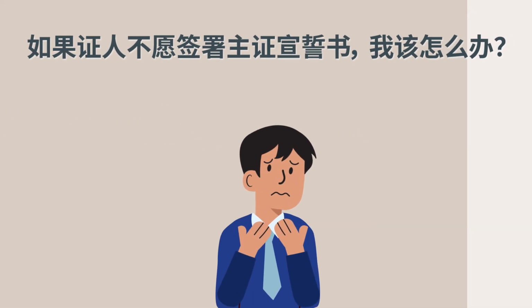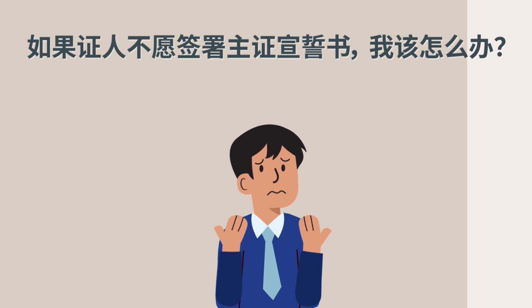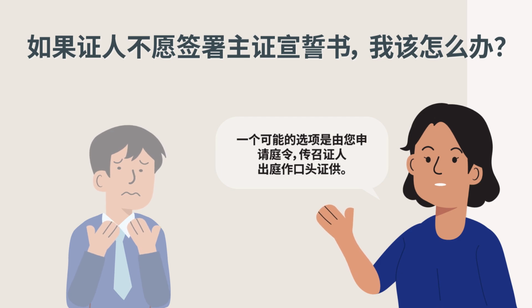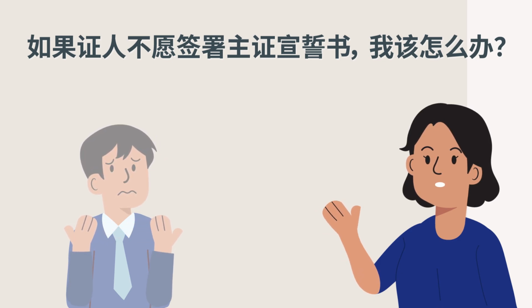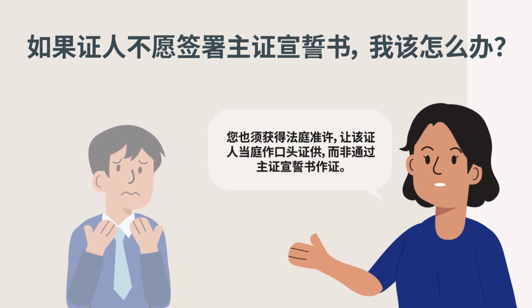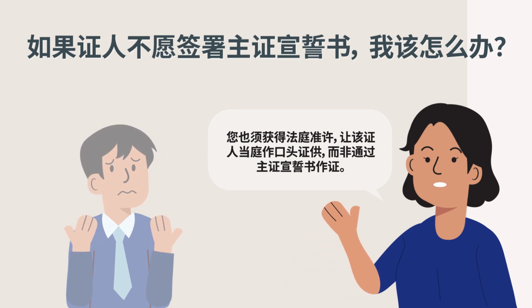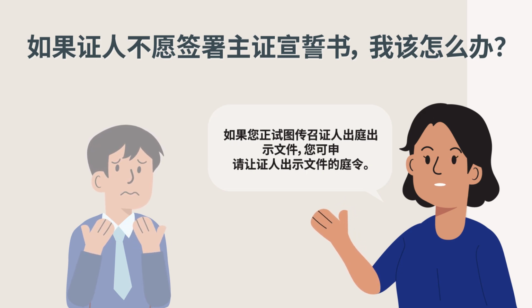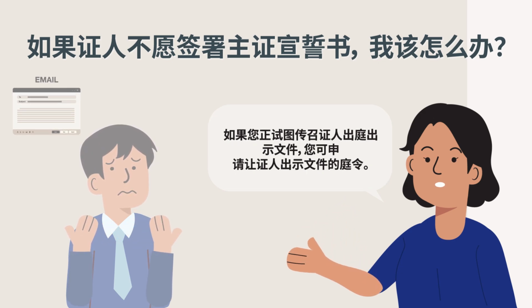What if a witness does not want to sign an AEIC? A possible option is for you to apply for an order to attend court to give oral evidence. You will also need the court's permission for this witness to give evidence orally in court instead of in an AEIC. If you are trying to get a witness to attend court to produce documents, you may apply for an order to produce documents.